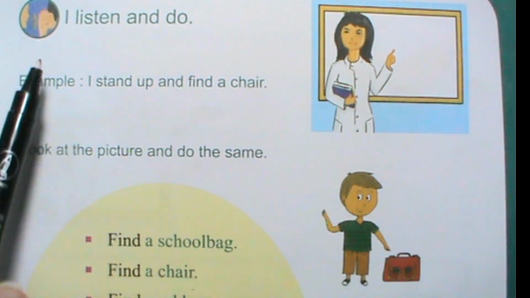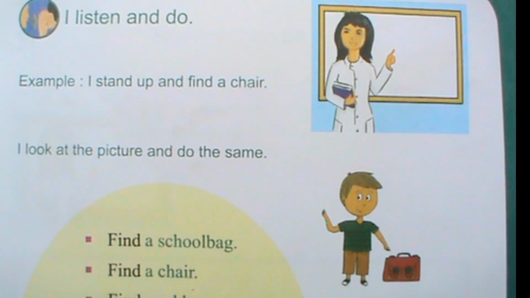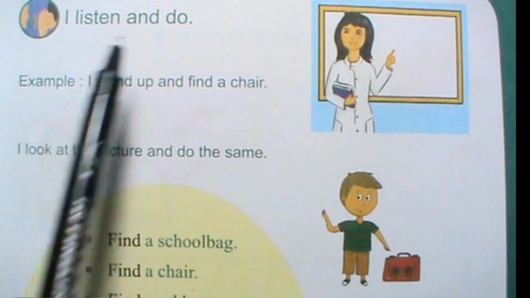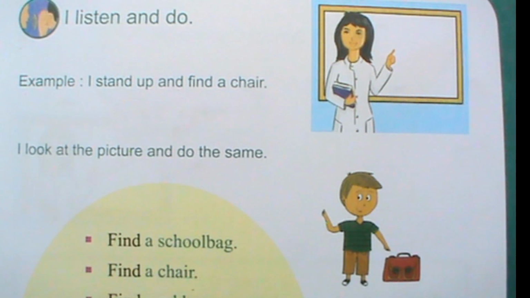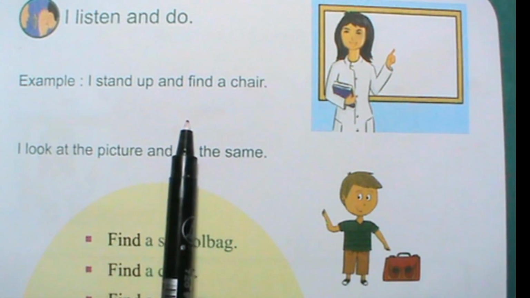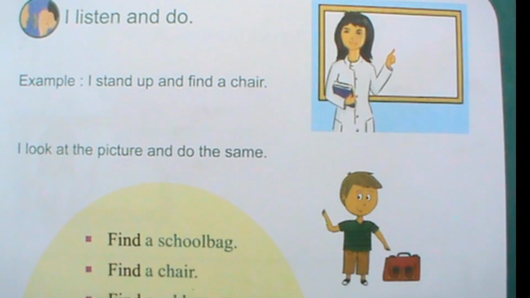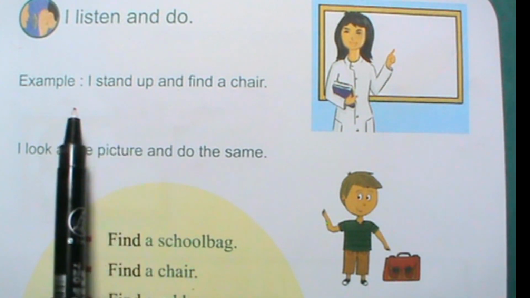We have I listen and do. Page 19. I listen and do. The second lesson. I listen, then I do. Page 19. The second lesson. Example: I stand up and find a chair. I stand up and find a chair. Stand up means I stand up and find a chair.